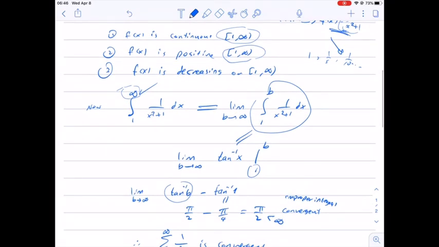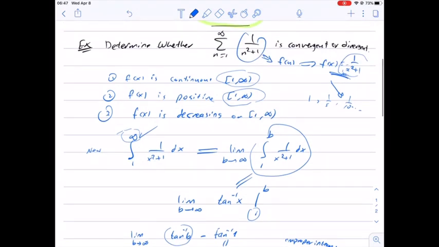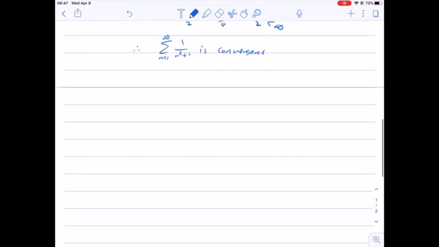Now, if we can't determine that the function is decreasing by plugging some values, as we did here, we can find the derivative. If we find the derivative of the function and we find that the derivative is less than 0 on some interval a to infinity, then that means the function is decreasing. So decreasing means derivative is less than 0.